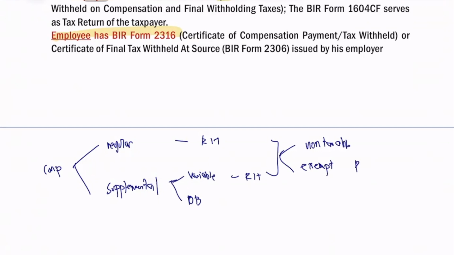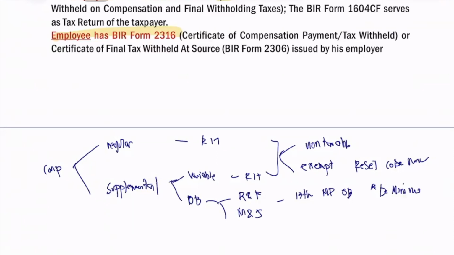So our exempt items from a while back, that is your RESET code name. And then for your other benefits, determine whether it is received by a rank and file employee or managerial and supervisory. For rank and file employee, add that to your 13th month pay and other benefits. Also, do not forget the rule under de minimis here. For managerial and supervisory, you will tax it under fringe benefit tax, even the excess of the de minimis. If you can plot that in your mind, it would be easier for you to tax the compensation income.